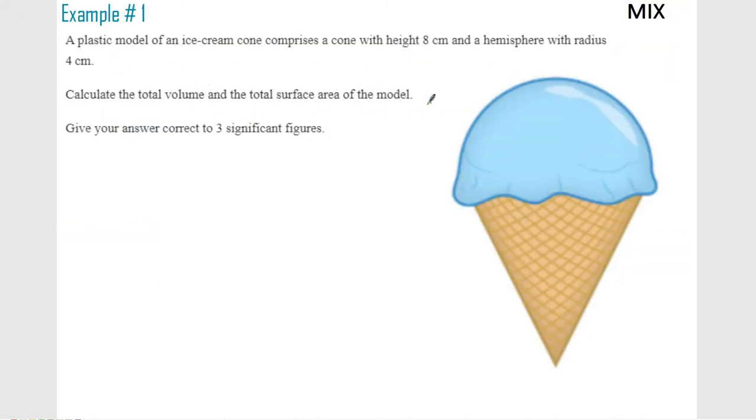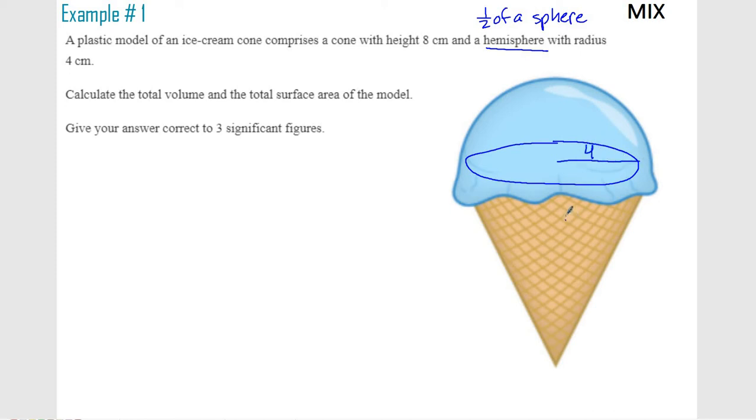Okay, so for this problem, we've got an ice cream cone. All right, think of it as a hemisphere on top of a cone. That's what a hemisphere is. It's half of a sphere. So hemi means half. Okay, so the radius is 4 centimeters, and the cone height, more specifically, is 8. So we want to find out the volume and the surface area of the model. Okay, so let's start with the volume.